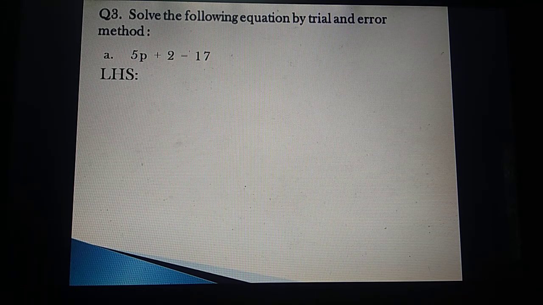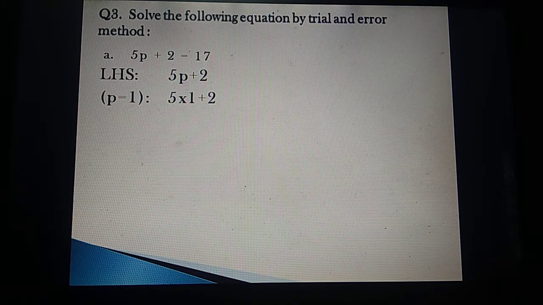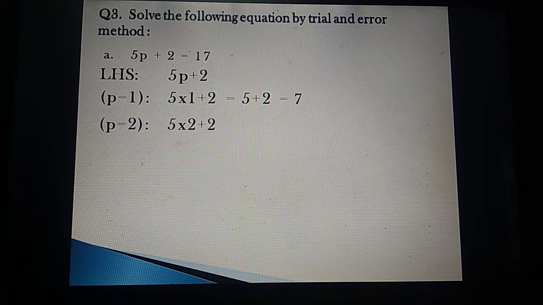Let's start with LHS now. Here LHS is 5p plus 2. I am starting from p equals 1. Replace p by 1. You will get 5 into 1 plus 2, which is 5 plus 2, which is 7. It's not equal to RHS. Now I am using 2. 5 into 2 plus 2, which will give you 10 plus 2, which will give you 12. Again, it is not equal to RHS.